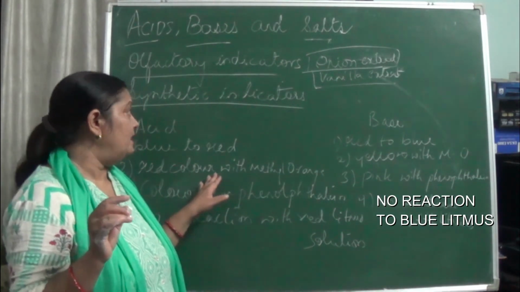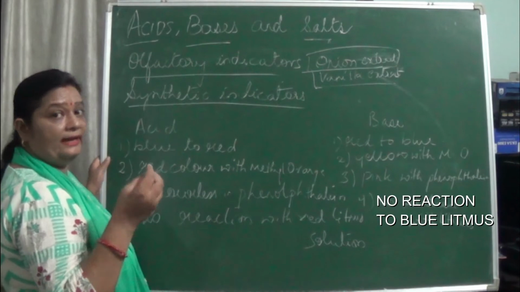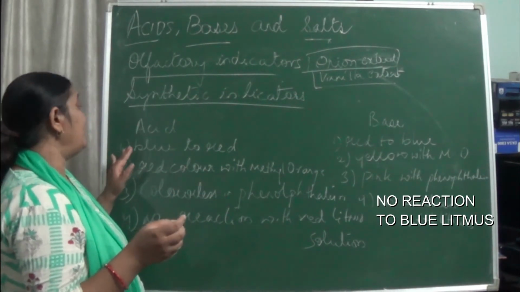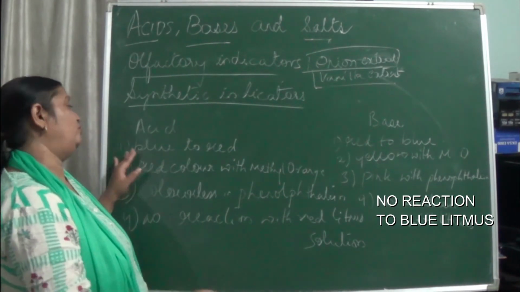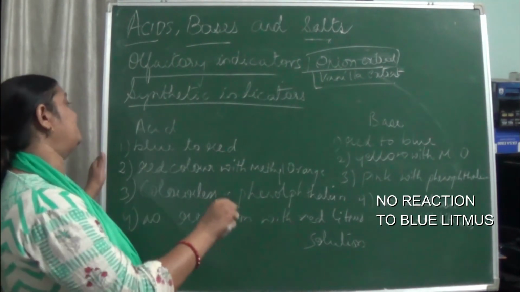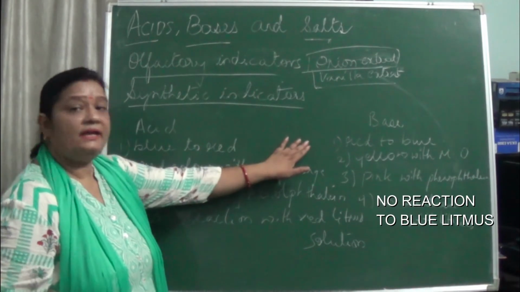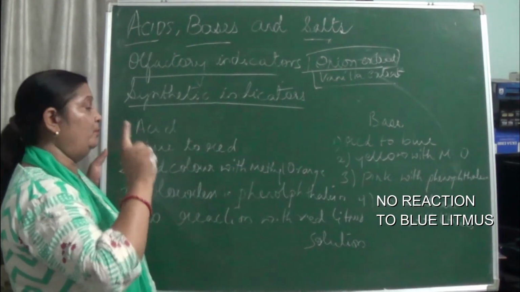Now let us sum up how acid and base behave with the indicators. The first point of acid is that it changes blue litmus to red in color. If you add litmus paper in the acid, it will change blue to red. When you take base, the red litmus paper will change to blue in color.